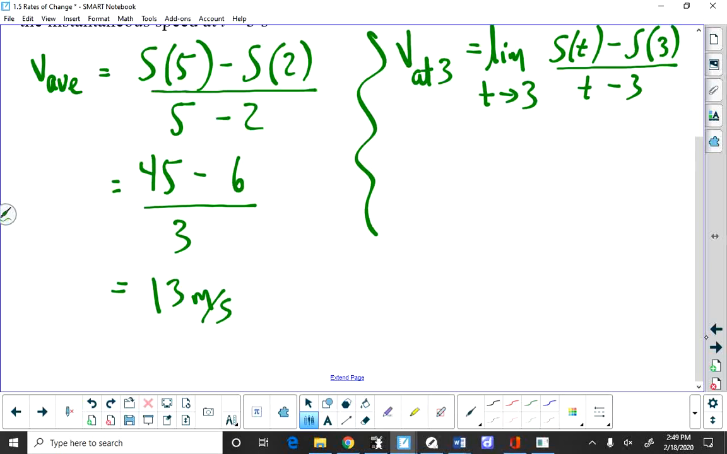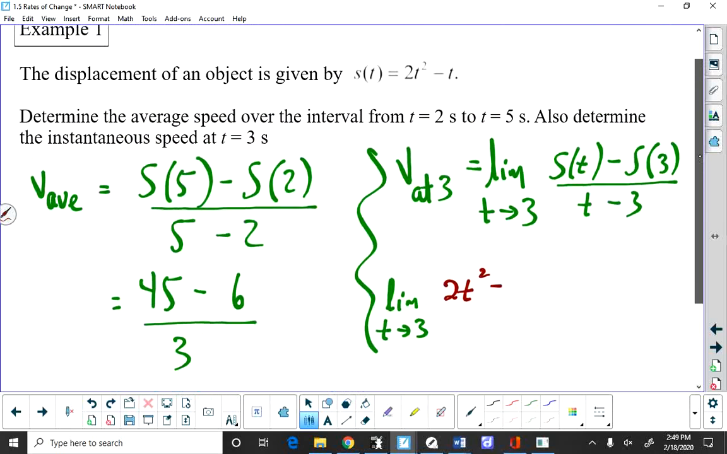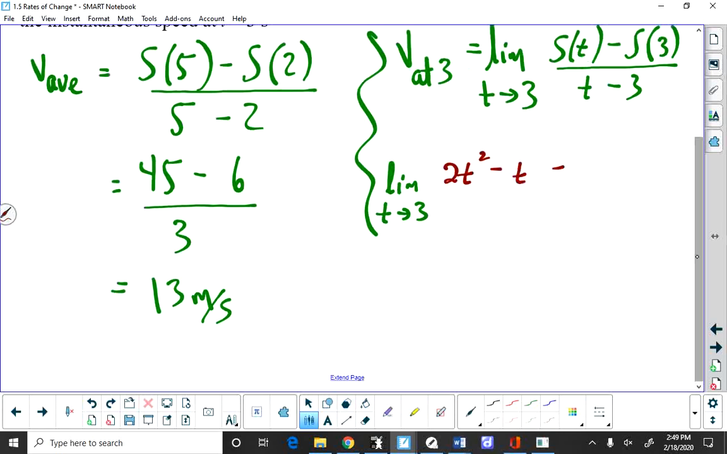This one is going to be a little more work. S of t is 2t squared minus t, minus s of 3. Let's calculate s of 3. I don't want to put 2 times 3 squared minus 3. Let's actually calculate it. That's 18 minus 3 is 15, over t minus 3. Now here's the beautiful thing.